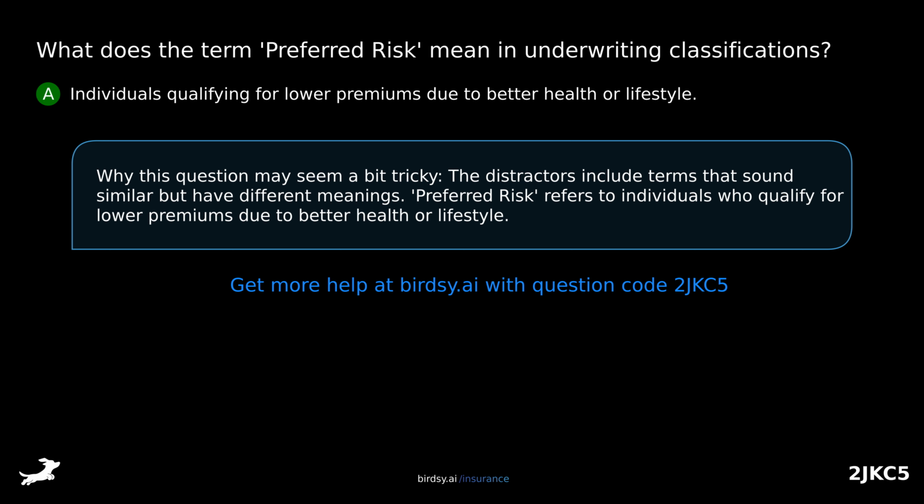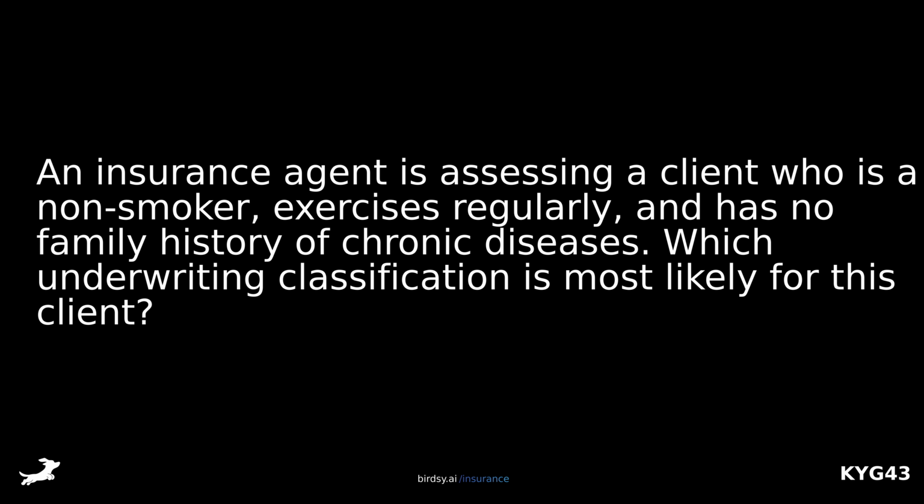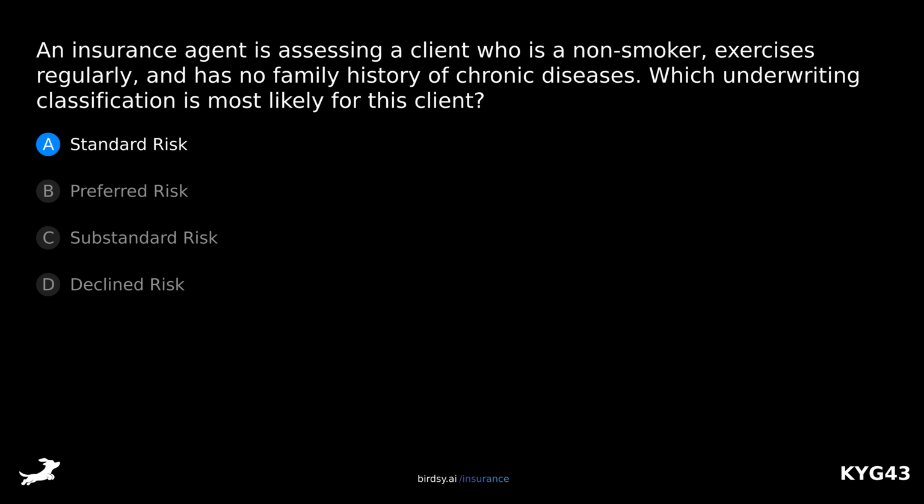An insurance agent is assessing a client who is a non-smoker, exercises regularly, and has no family history of chronic diseases. Which underwriting classification is most likely for this client? Is it A, standard risk? B, preferred risk? C, substandard risk? Or D, declined risk? The answer is B, preferred risk.